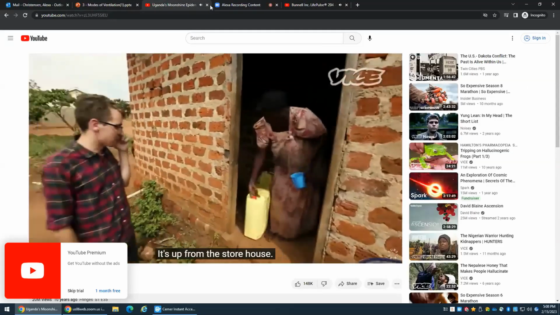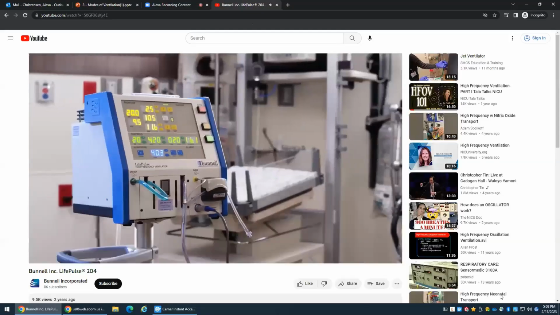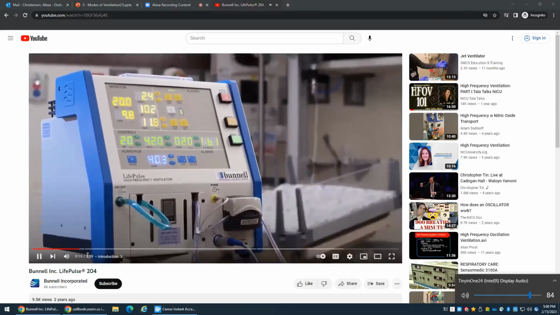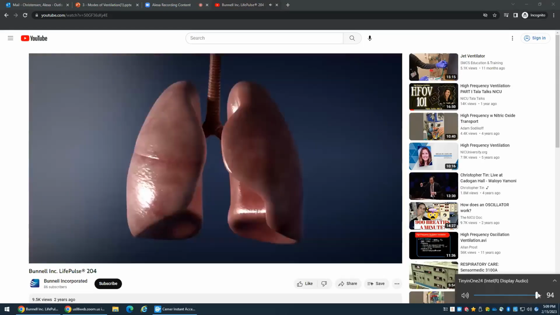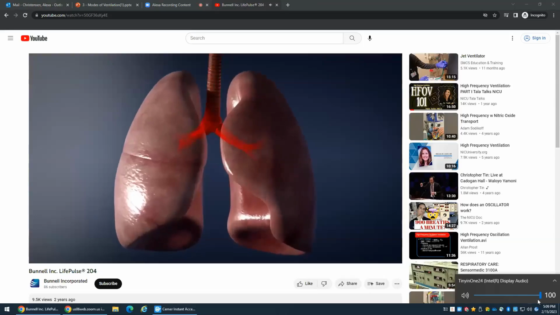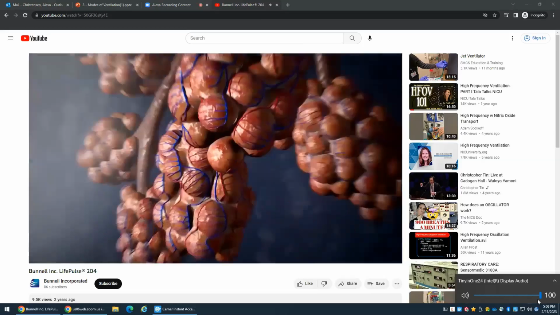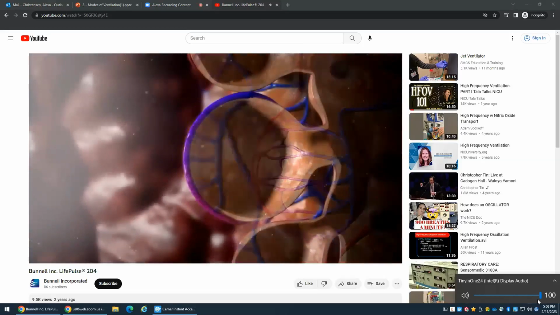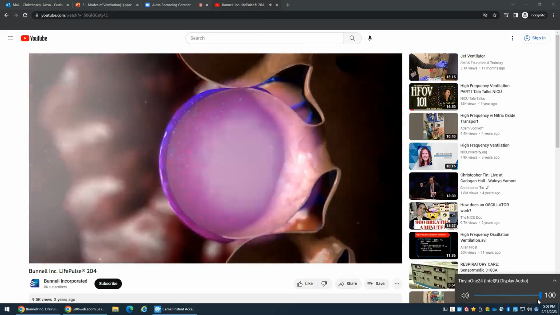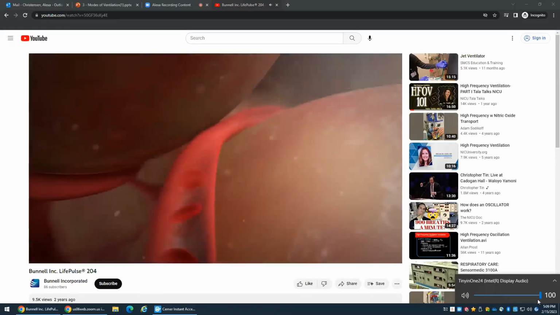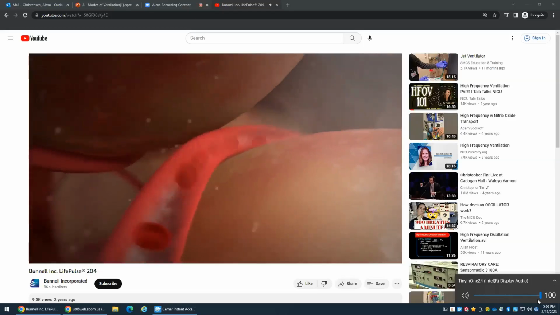Introducing the LifePulse 204, advanced high-frequency jet ventilation technology for infants. LifePulse 204 represents a new generation of high-frequency jet ventilator. Conventional ventilation delivers relatively large tidal volumes and long inspiratory times. The delivered volume reaches the distal airways and developing alveoli. Conventional breaths can stretch the delicate small airways and fragile alveoli. These breaths also risk restricting pulmonary blood flow and creating or aggravating pulmonary air leaks.